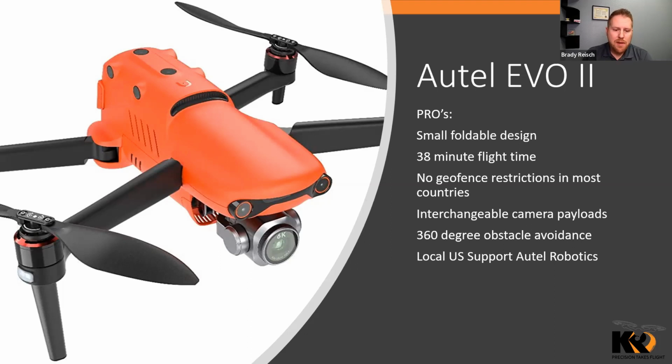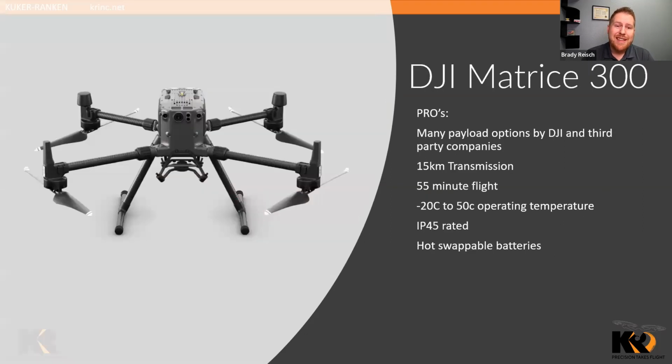Beyond the Autel EVO 2 series, another system is a rather large drone, the DJI Matrice 300. I think everyone here has heard about DJI and the different types of products they offer. This is their enterprise level solution. It's a larger, heavier lift aircraft. It's got an amazing transmission of 15 kilometers. It's got 55 minutes of flight time. It uses 2 batteries at the same time, and they are hot swappable.